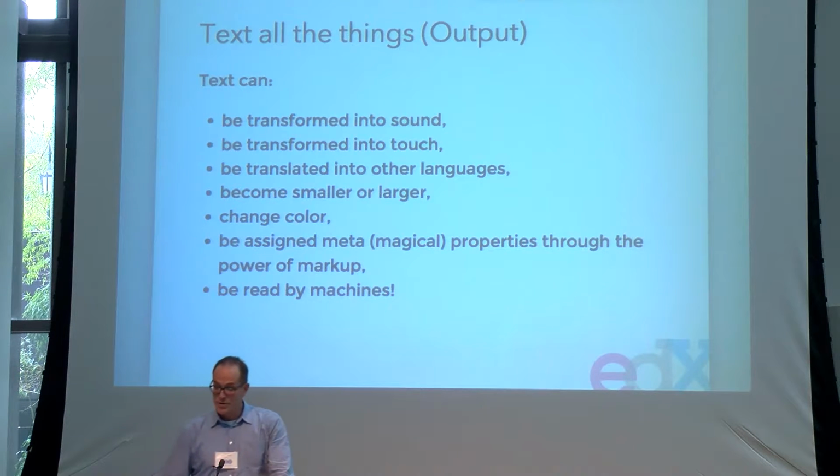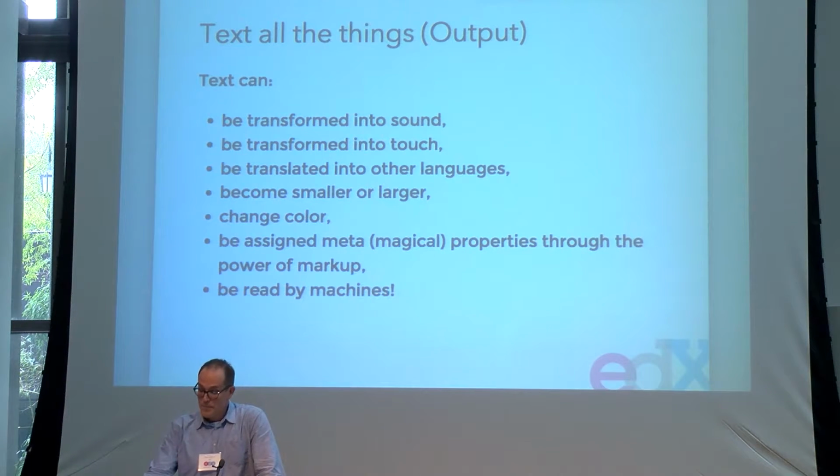Text can be enlarged so that those with low vision can easily read it. Users can customize the colors and the size of the text. We can use text, also known as markup, to imbue almost magical powers and qualities to other text. Text can be processed by machines.